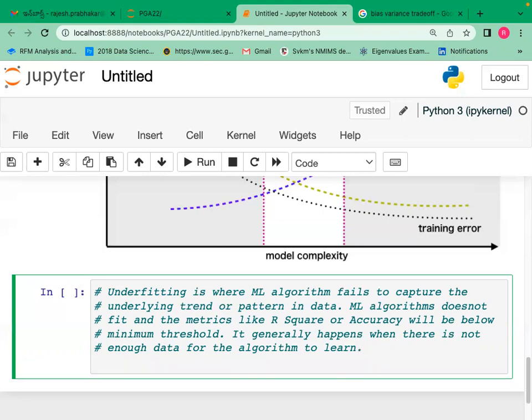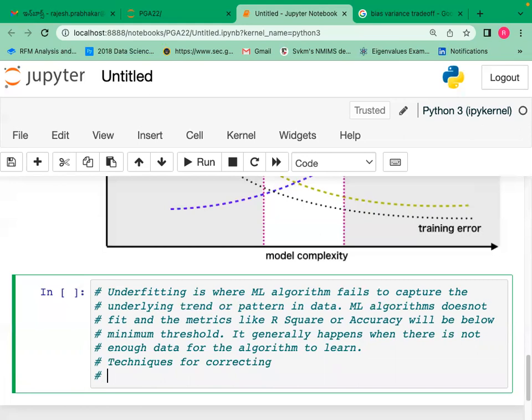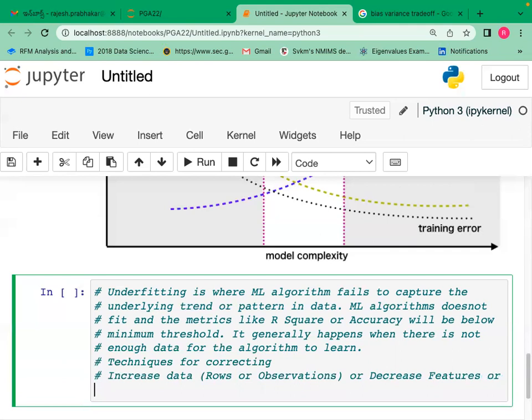Now, what are the techniques for correcting underfitting? One, increase data in terms of rows or observations, or decrease features or variables or columns. You can increase the rows or decrease the columns. That is the first strategy.